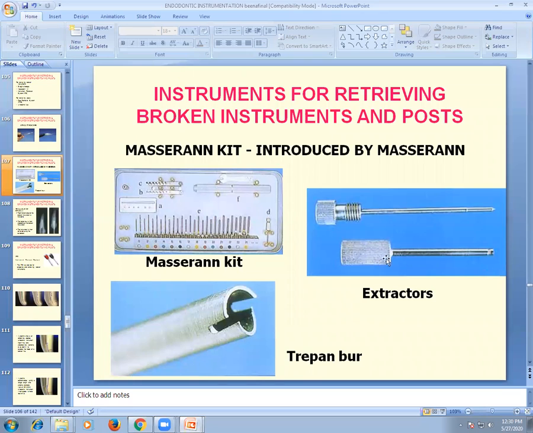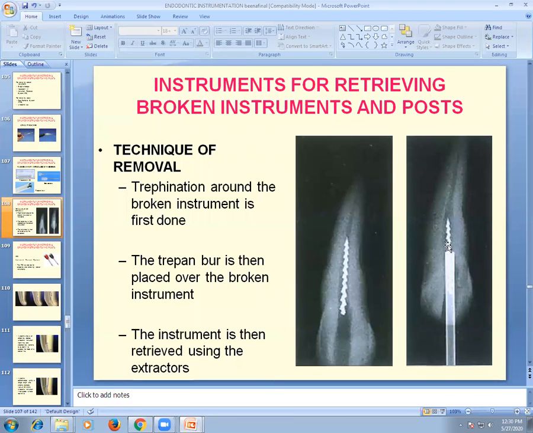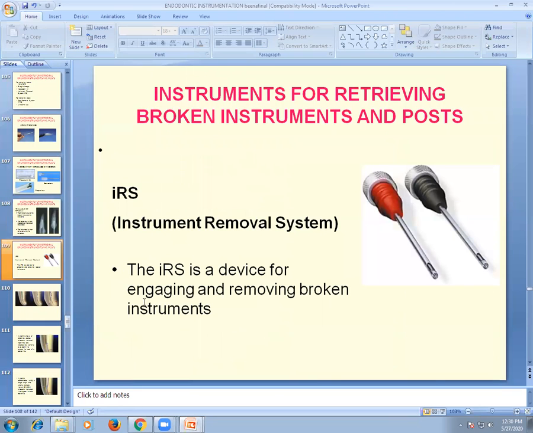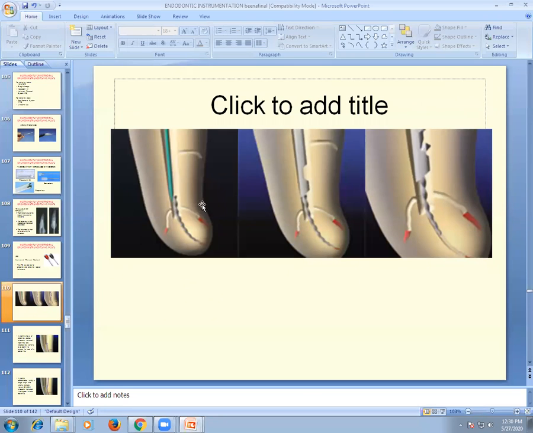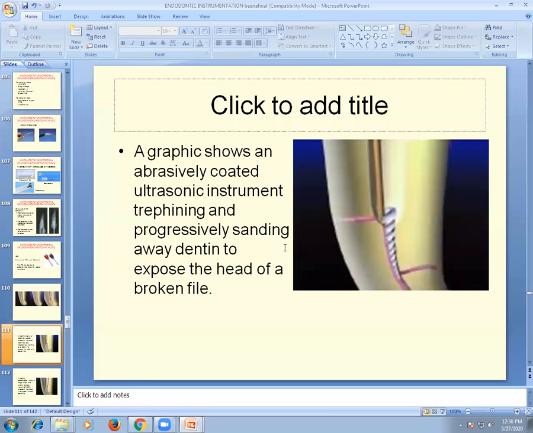So the Masserann kit, you can see, is inserted into the canal, and then the upper part is inserted, the file is engaged, and then it is rotated. See, like this, the file is engaged and the upper part is rotated, and then the file is removed. Next, the IRS, the instrument removal system. If the file is here, you can put the IRS into the canal, engage the file, and then push it out of the canal like this.